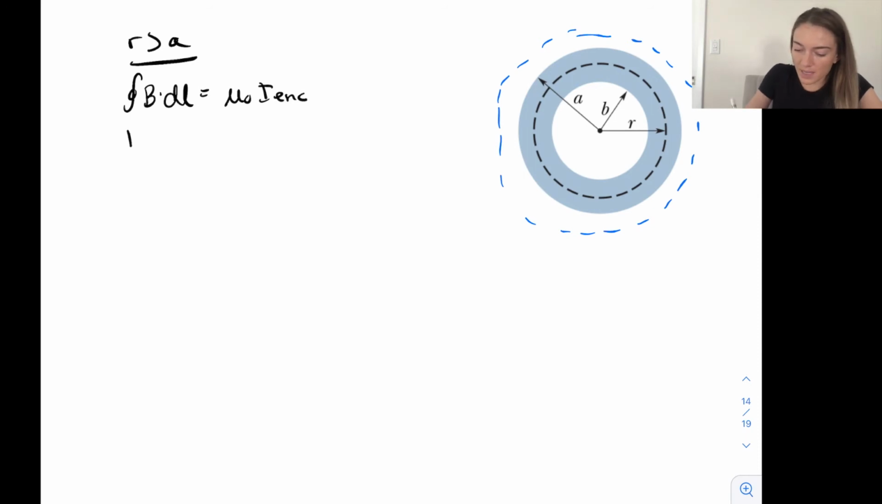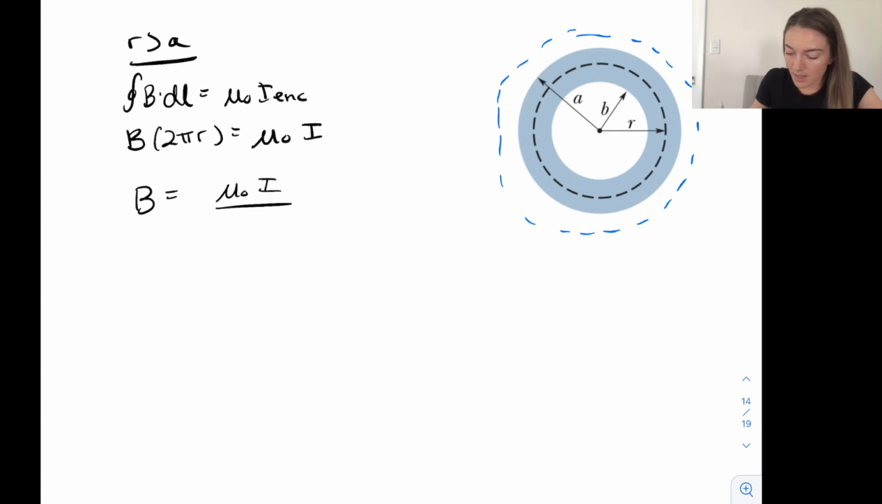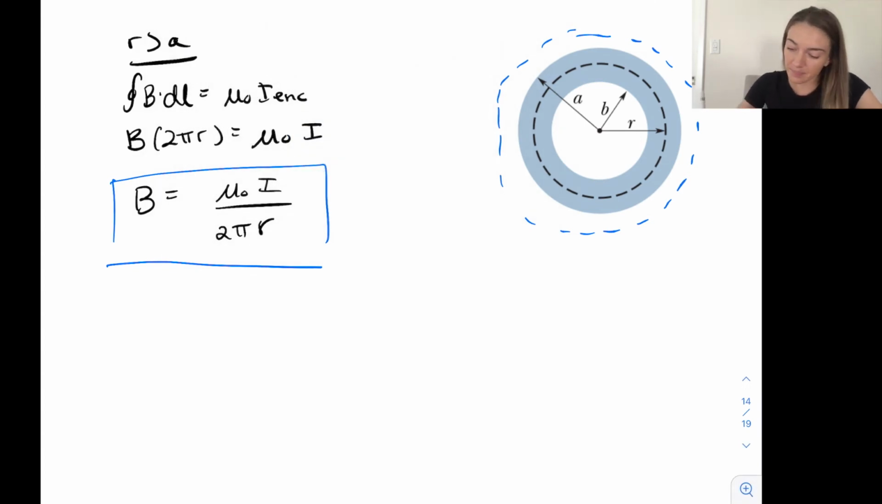All right, so B dot dl will be B 2 pi r. Now our I enclosed will be just I, because we were told that the total current on this wire was I, so we don't have to find J or anything like that. We can just write I. So we're going to have B equal to mu naught I over 2 pi r, and that's our magnetic field. So we expect it to look just like that of an infinite wire once we're outside the conductor. And again, if the current is coming towards us, the magnetic field out here will be going counterclockwise.